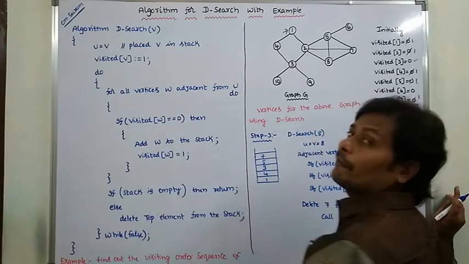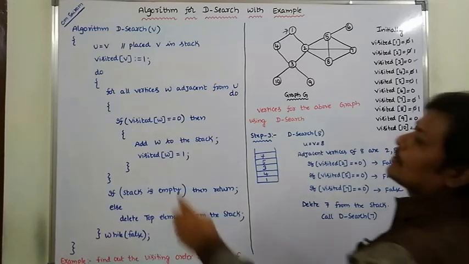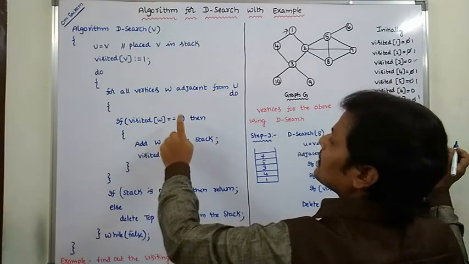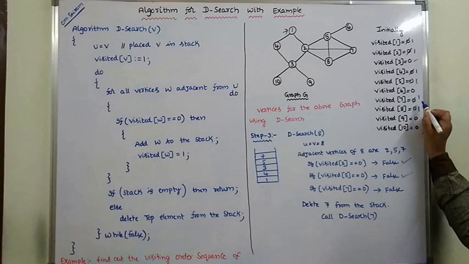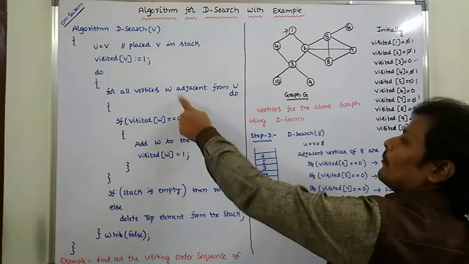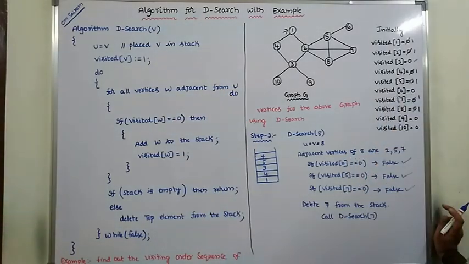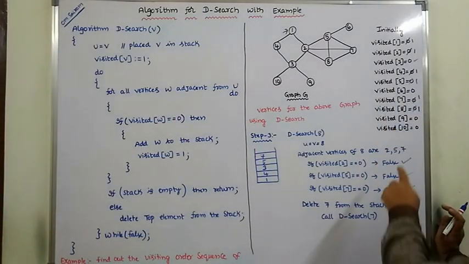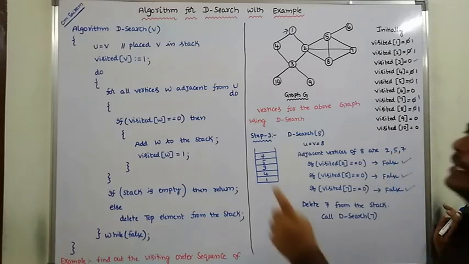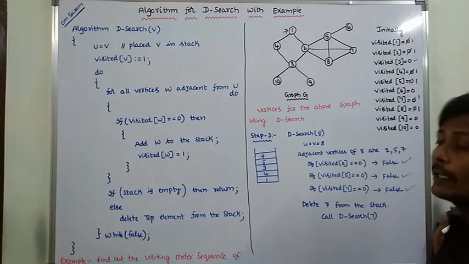Again control goes to the for loop. Now W can be taken as 7. Brace begin. If visited of 7 is equal to 0? No, this is also false because here visited of 7 is equal to 1. Again control goes to the for loop. Now there are no adjacent unvisited vertices of W because 2, 5, 7 are completed. Then control goes to the next statement after the for loop.